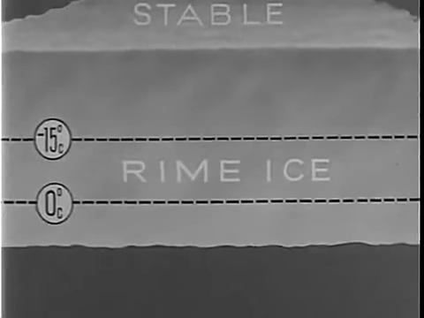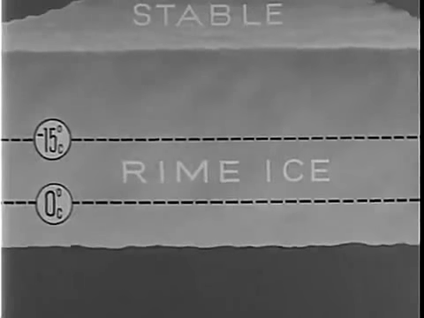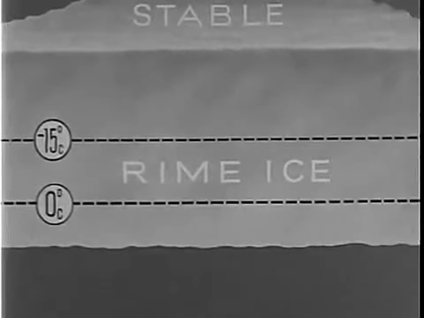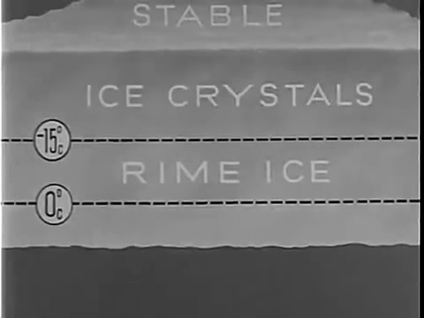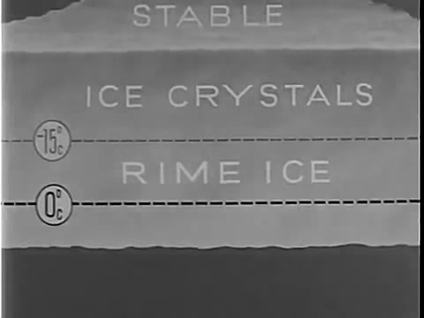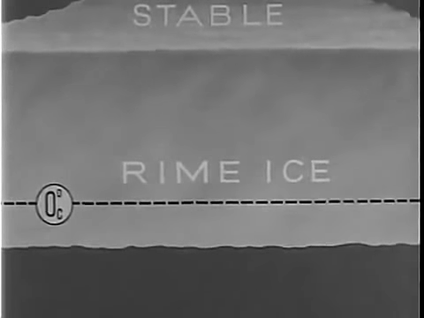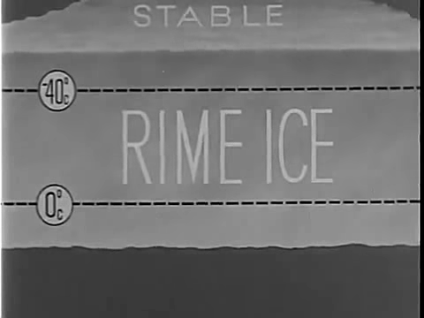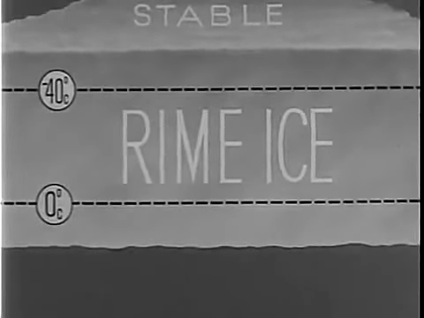As a general rule, at temperatures below minus 15 degrees centigrade in stable clouds, all of the moisture will be frozen into ice crystals and will not adhere to flying aircraft. But rime icing has been observed with temperatures as low as minus 40 degrees centigrade and should be anticipated any time the outside air temperature is below 0 degrees centigrade.